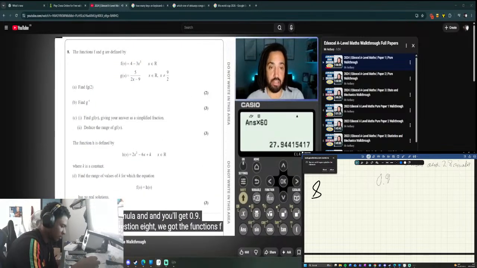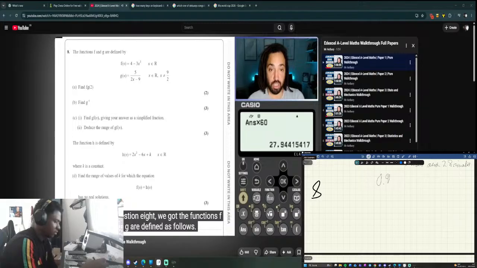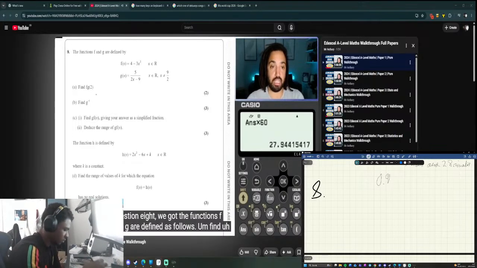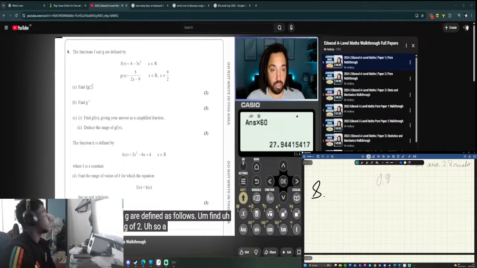Question 8, we've got the functions f and g are defined as follows. Find f of g of 2. So a composite function means you put 2.